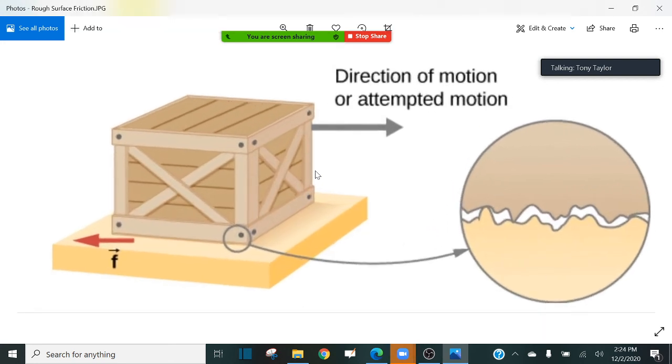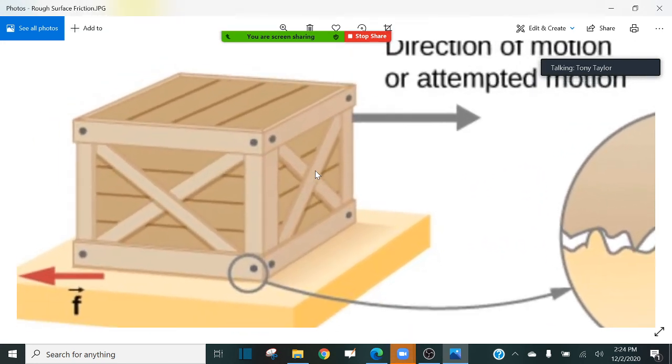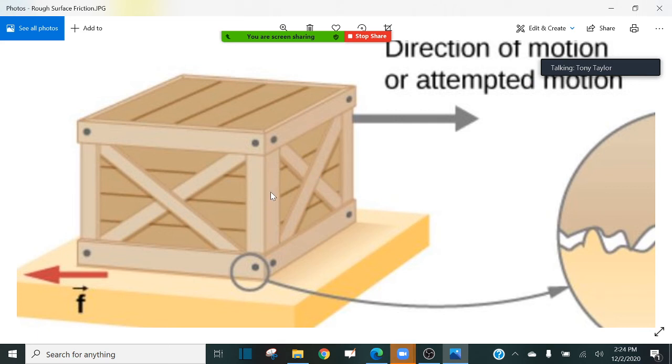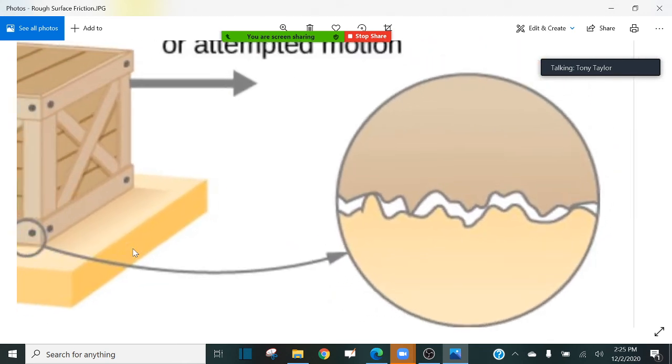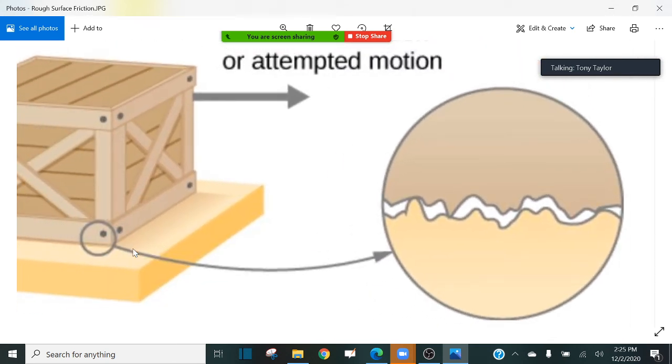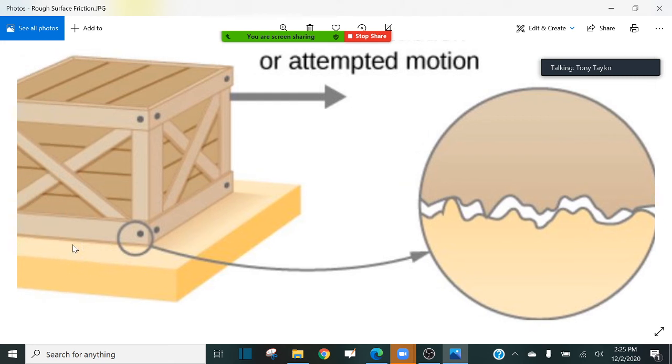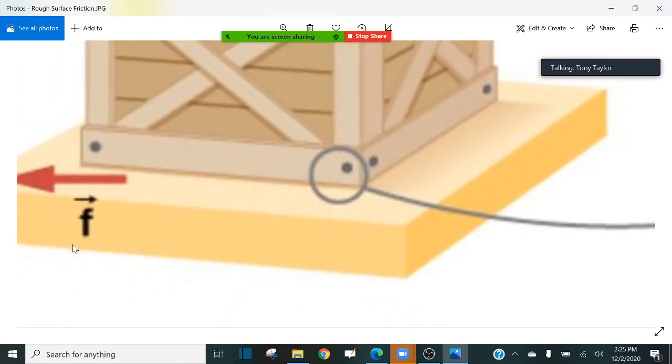Guys, imagine this example right here where I have a large crate that is sliding across the surface of this wooden table. So, what is it that causes the force of friction? Well, remember what I said, friction is caused by irregularities in the surface. Here's what I mean by that. Imagine I could zoom all the way in at this contact point between this surface and that surface.